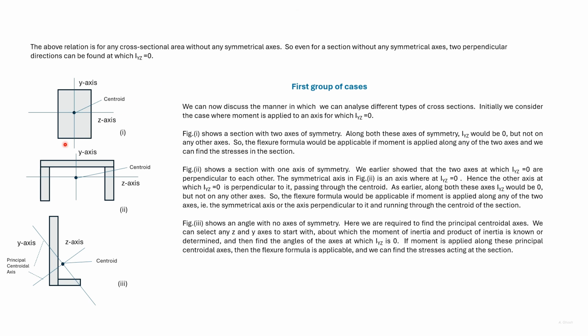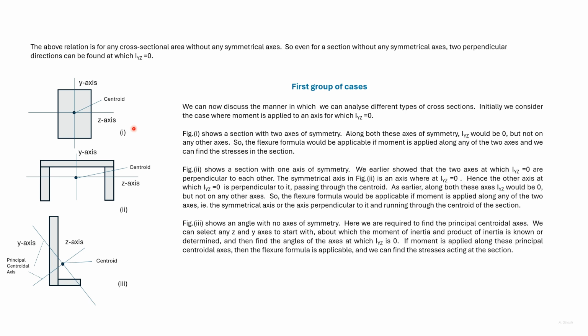So this is a rectangular section which has two axes of symmetry. This channel section has one axis of symmetry, and this angle has no axis of symmetry. In this case, if the moment is applied about one or both axes, then we can use the flexure formula to find out the stresses.